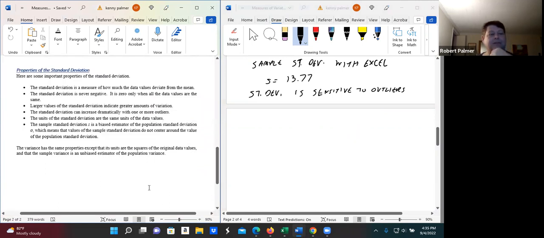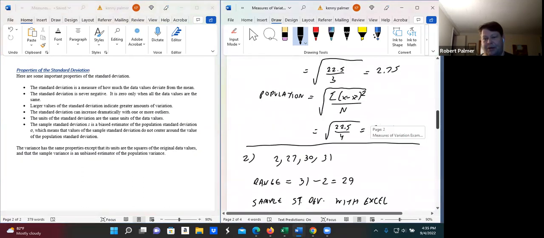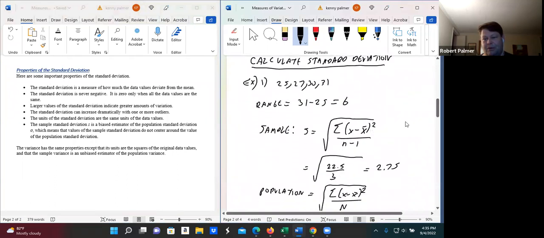So let's go over these. Standard deviation is a measure of how much the data values deviate from the mean. We've seen that. It gives you an idea of, on average, how far our data value is from the mean. Standard deviation is never negative. That's because in our formula, we take a data value, subtract the mean from it, and square it. So it can never be negative. The only possibilities are for it to be positive or 0.